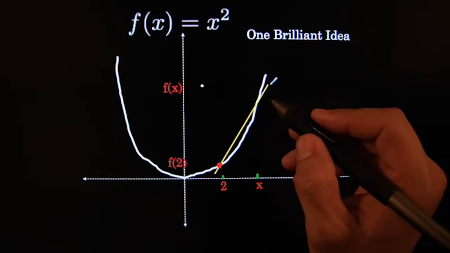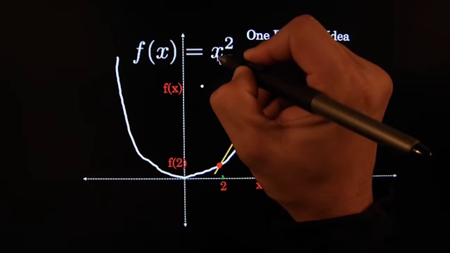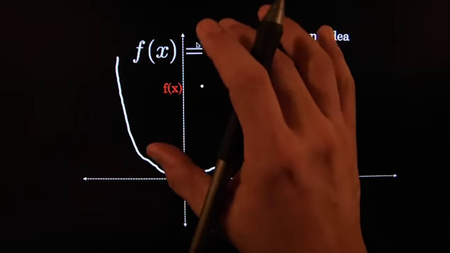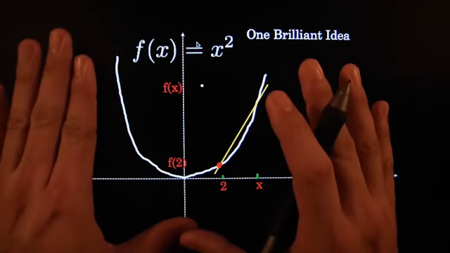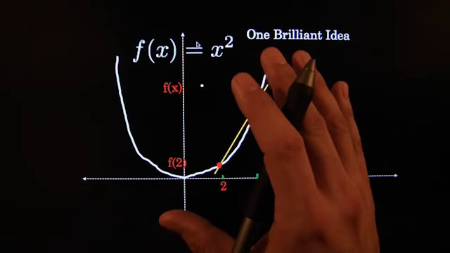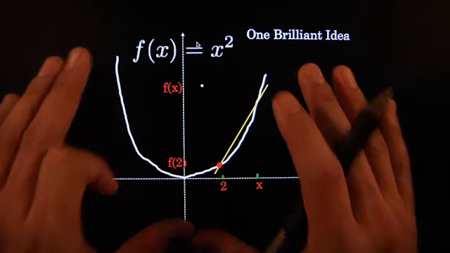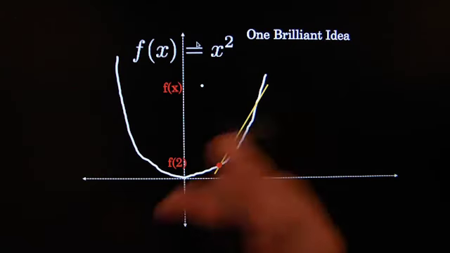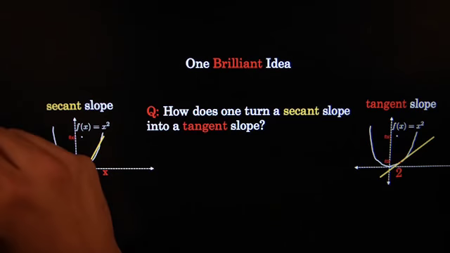Here it is. Let's try it on an actual function. So we're trying it with f(x) equals x squared, because we actually want to get a numerical computation. I think we've laid down enough ideas to start with a real example. So this is what we do. This is the brilliant idea. This is how we turn a secant slope into a tangent slope. That's what I'm going to explain right now.